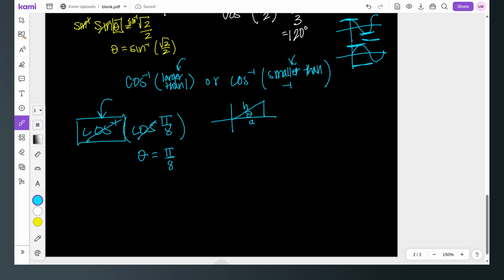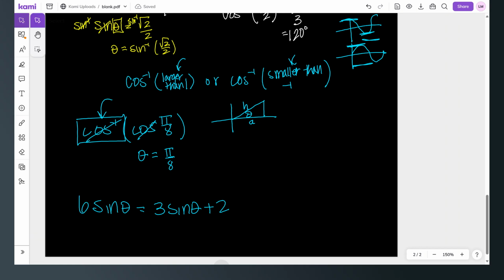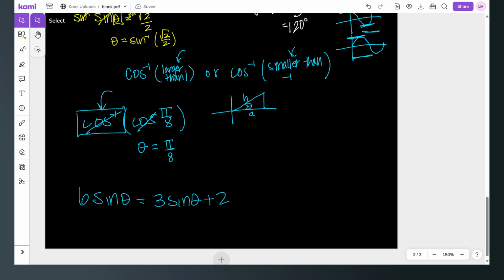All right, last one. 6 sine theta equals 3 sine theta plus 2. All right, we are going to solve this equation. So your goal is to get all the trig stuff together on one side, all the numbers on the other side.